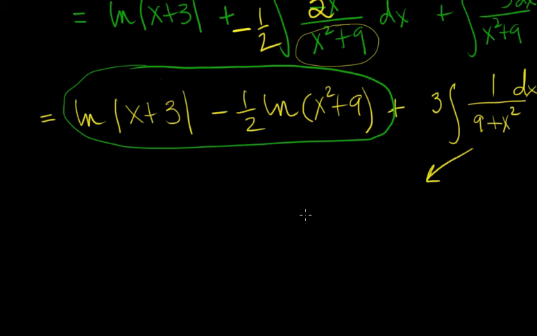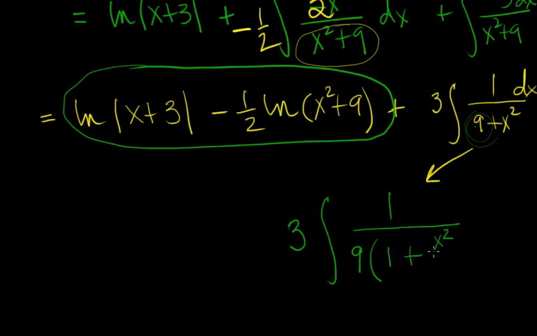Alright, now I want 1 plus x squared. This has got to be an arctan for me. So watch what I do. I've got my 3 out there, and I have 1 over. Now if I want to factor a 9 out, I want this to be 1. So I need to divide by 9. So I'm going to factor out 9 in that denominator, and I'm left with 1 plus x squared over 9 dx. I chose 9 because I want it to be 1 plus u squared. And you can see what u is.